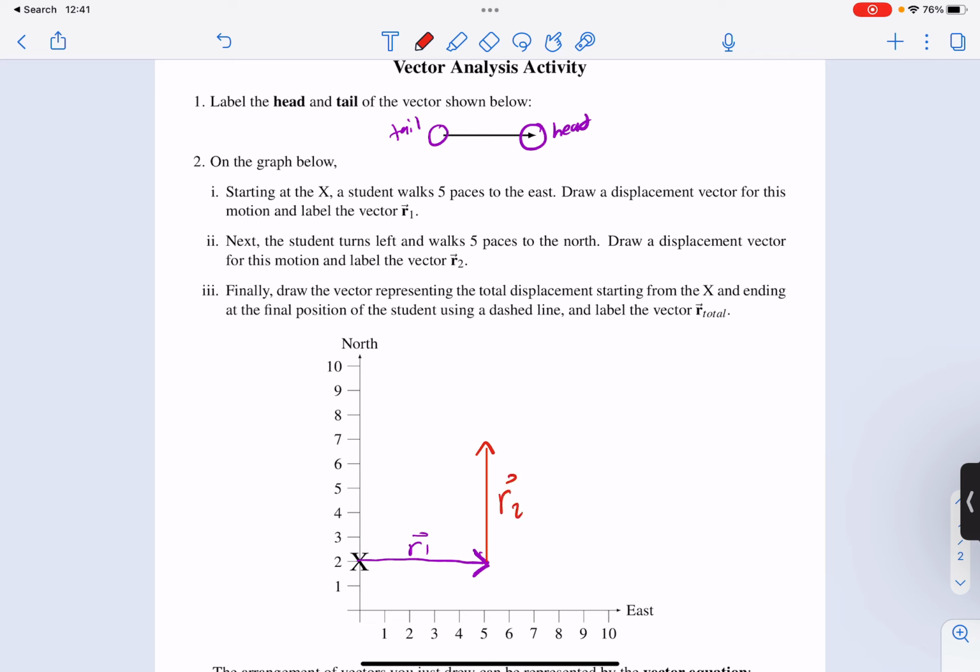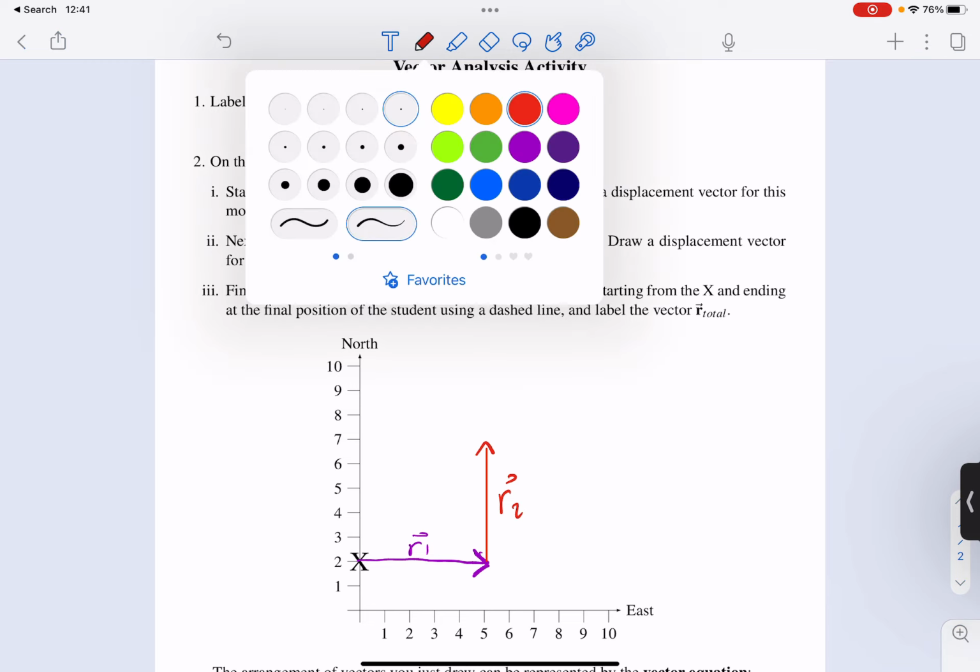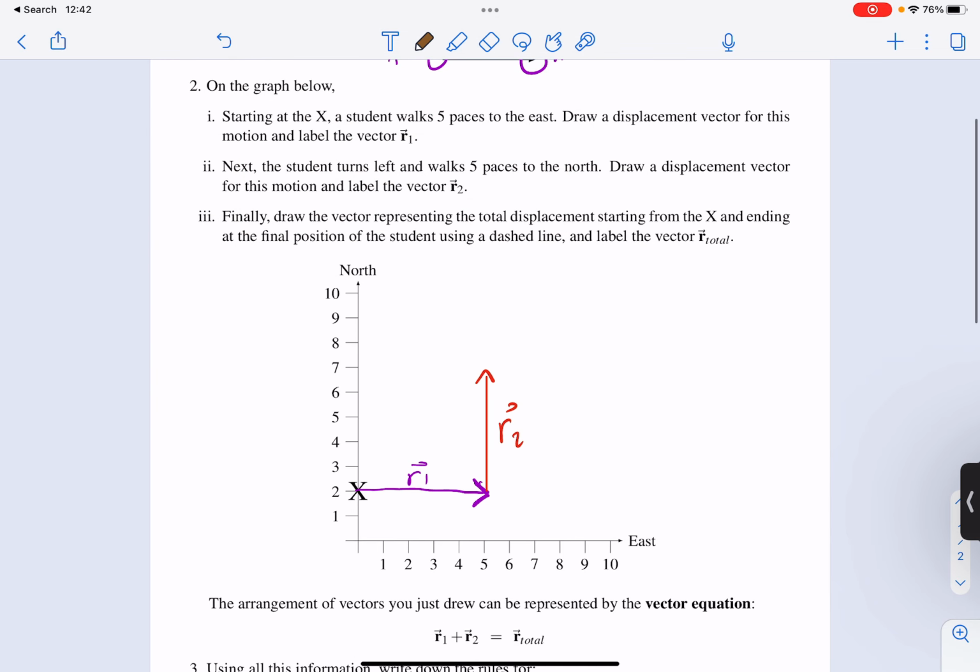Okay? Now we have the vector representing the total displacement starting from X and ending at the final position. So this is going to be our displacement vector. Remember how we talked about our displacement being the shortest path? It's going to be the vector with the shortest path. And if you remember from adding vectors in pre-calculus, you have head to tail, and then from the first point to the final point, that's going to be our resultant vector. So that's going to be R total.